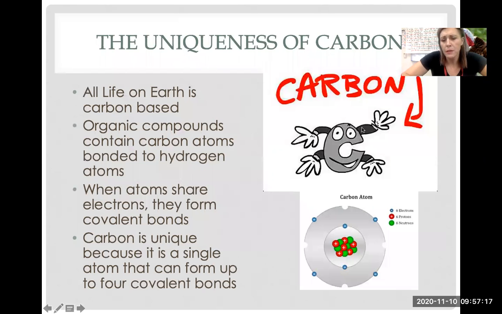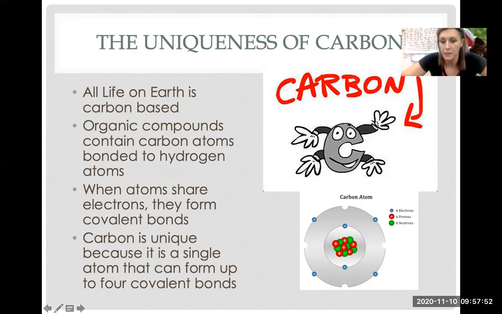So, carbon, we talked about elements. Carbon is pretty unique because all life on Earth is carbon based. It's considered an organic compound if it contains carbon atoms bonded with hydrogen atoms. When atoms share an electron, they covalently bond. And carbon is unique because it's a single atom that can bond up with four other elements covalently. So this right here, remember when we were drawing our electrons, carbon has 6 protons.